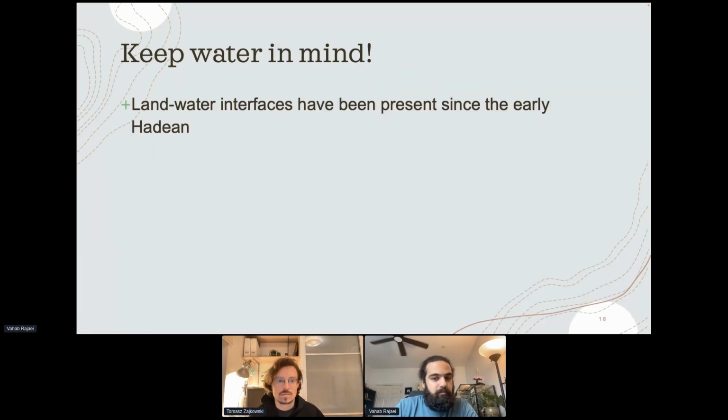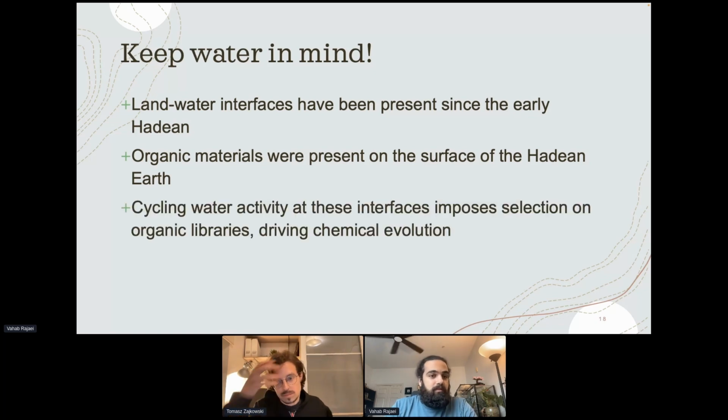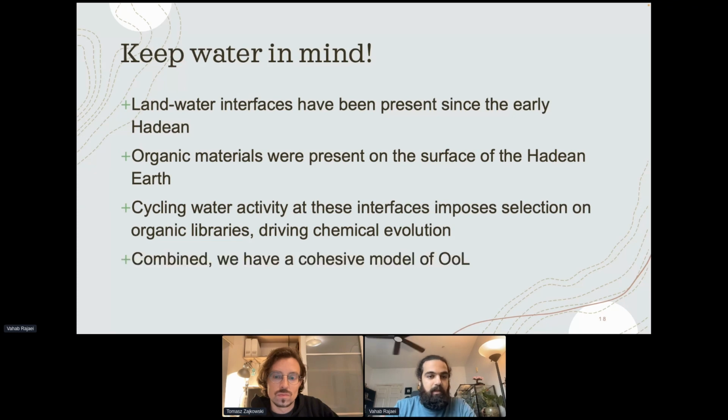And I want to wrap up with some things that I hope you can take away from this. I hope you can just keep water in mind more. I want to remind you that these land-water interfaces have been present for most of Earth's history. The organic materials have been present on Earth's surface for most of Earth's history as well. And the cycling of this water activity at these interfaces imposes a selective pressure upon these organic libraries, which would drive chemical evolution. And taken together, we can create a cohesive model of the origins of life, which puts water at the forefront of what's going on.